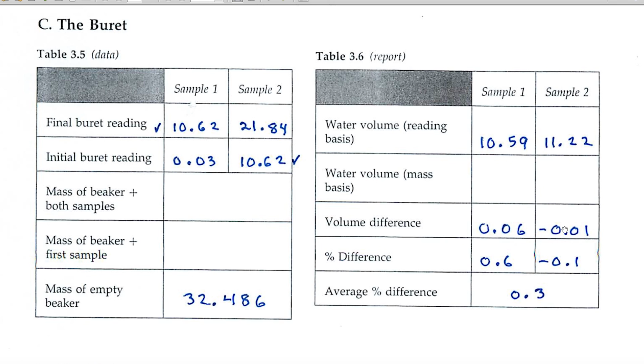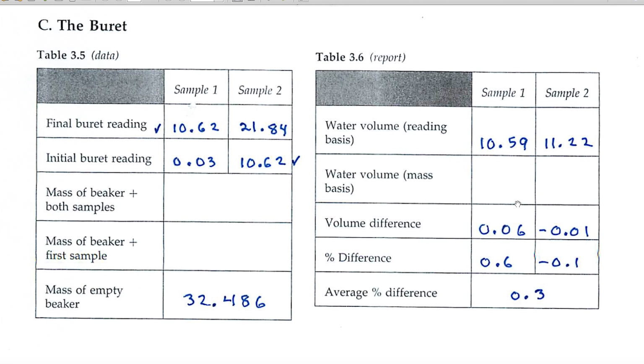And then I've pulled up some hypothetical numbers here for the volume difference. That is, subtracting the mass basis from the reading basis. And because these numbers are to the hundredth, my volume differences are to the hundredth also. And I've just pulled up 2 arbitrary values, 0.06 and a minus 0.01. That minus I would get if this upper number were greater than the second number, the number below it.